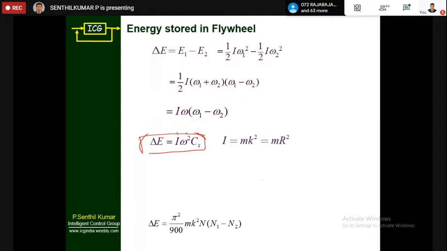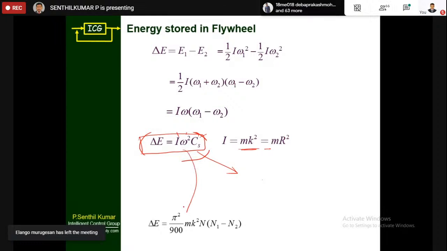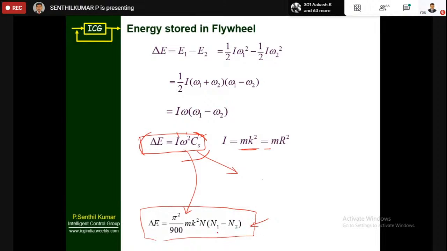I omega squared Cs. This is one formula you have to remember. I equals m k squared. Another way, there is a reduction for this formula: pi squared divided by 900 times m k squared times n1 minus n2. Sometimes they will give n1 and n2 values and you have to find del E. They will ask for 1 mark. What is the total energy stored in flywheel? That energy designs the weight of the flywheel, thickness, radius, and material of the flywheel.